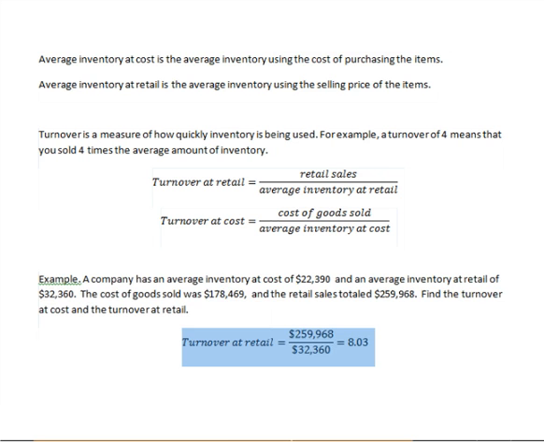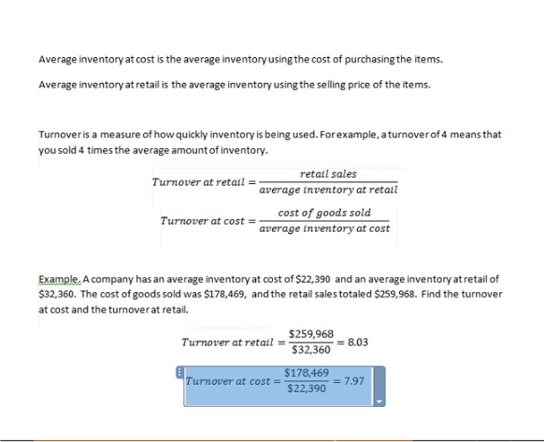Alright, so if we look at turnover at retail first, we take the retail sales of $259,968 divided by the average inventory at retail of $32,360. When you do that division, you get 8.03. Now if we do the turnover at cost, we're going to take the cost of goods sold, which was $178,469, and divide by the average inventory at cost, which is $22,390, which gives us a value of 7.97.